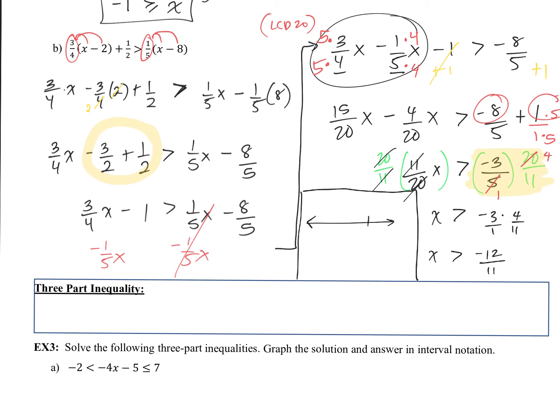So we have 0 here, negative 12 over 11. X is supposed to be greater than, but not equal to. So there we go, to that side. Greater than, but not equal to. So we're not going to fill in the bubble.